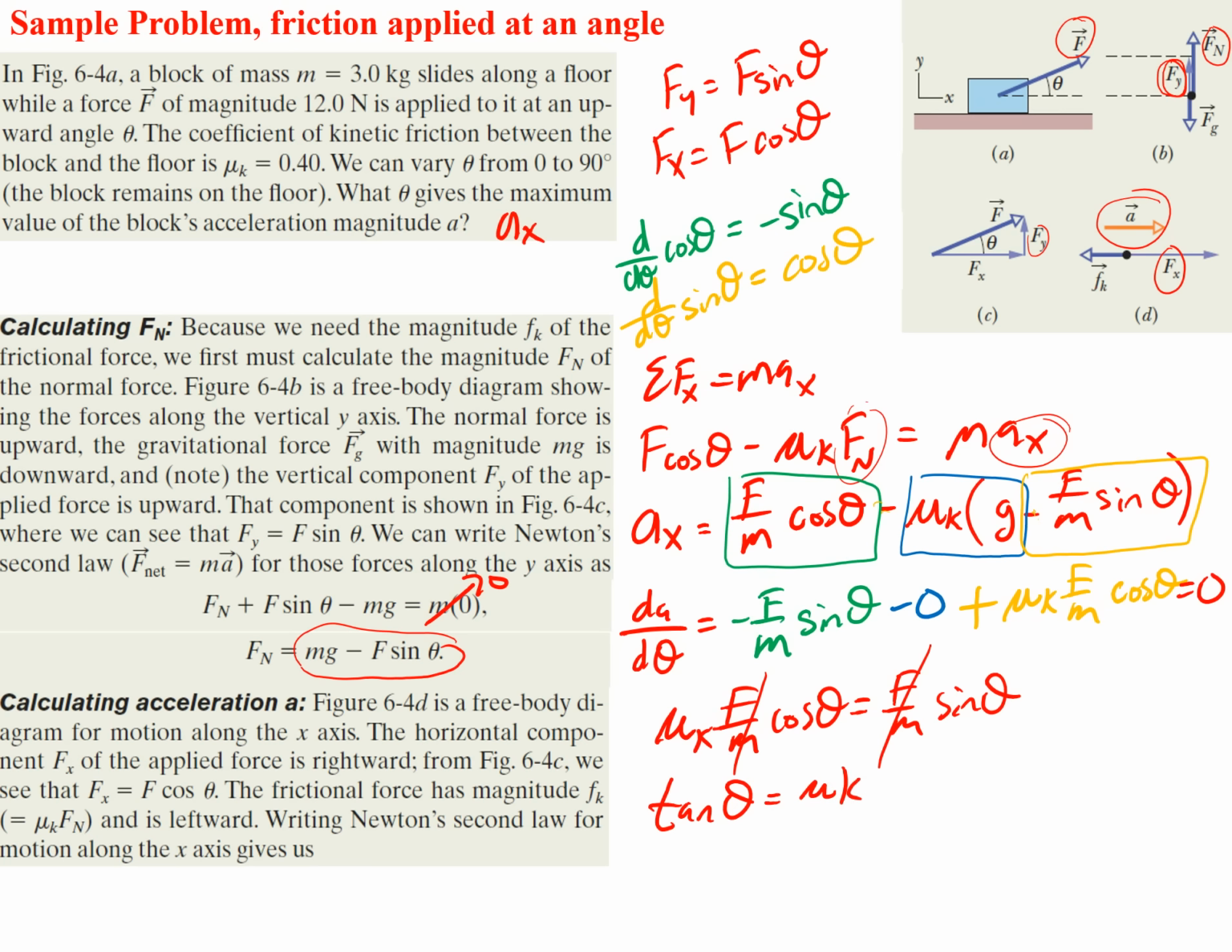If I want to find theta, I just take the inverse tangent of both sides. So I have the inverse tangent of our coefficient of kinetic friction, mu k, where k is a subscript. Our mu k is given to us as 0.4, so we just plug that in. Theta ends up equaling 21.8 degrees. So this is the angle that will give us the maximum acceleration.